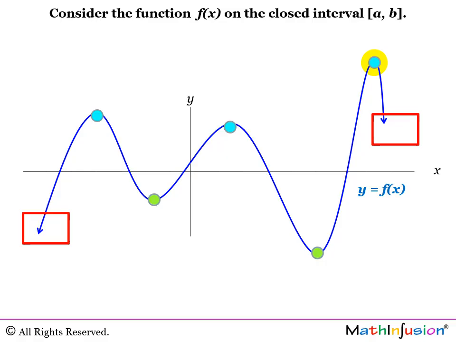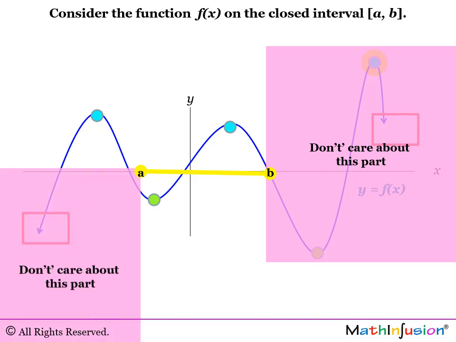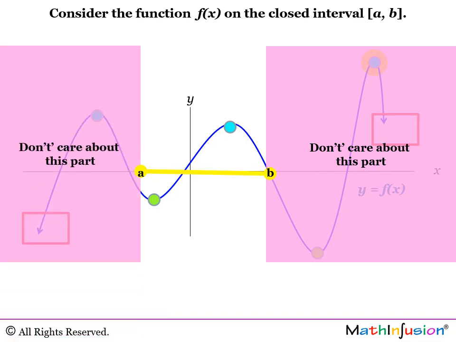Let's consider the graph of the function f(x) on the closed interval [a, b], including a and b. It's a closed interval. It is including the endpoints a and b. So here is a and b. And if I would like to consider the function only on the closed interval [a, b], I really do not care about this part, and I do not care about this part.